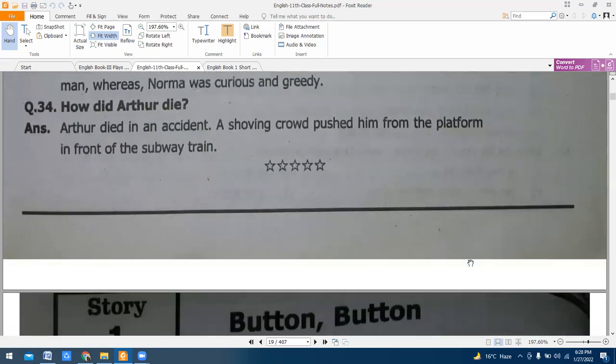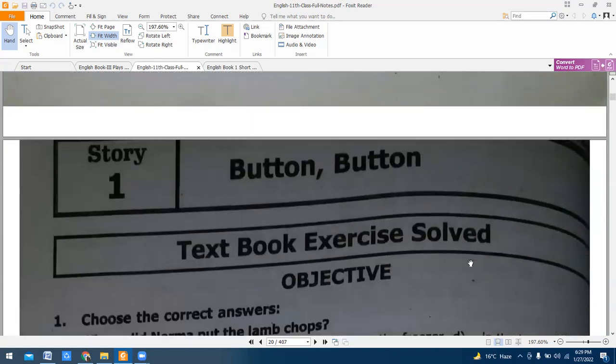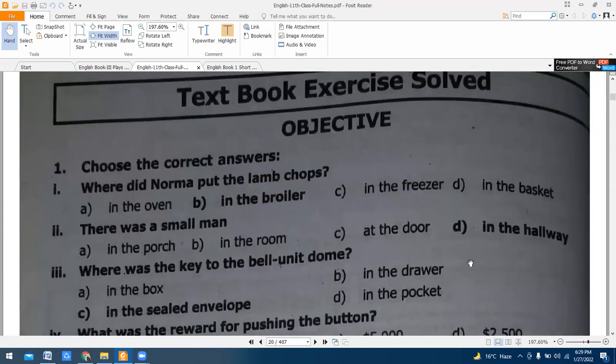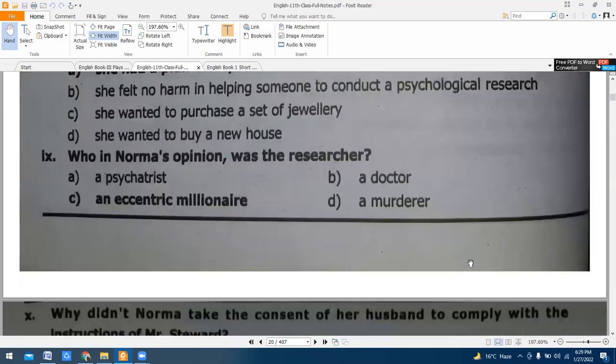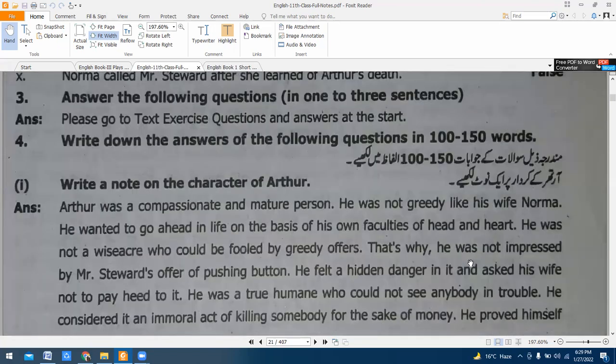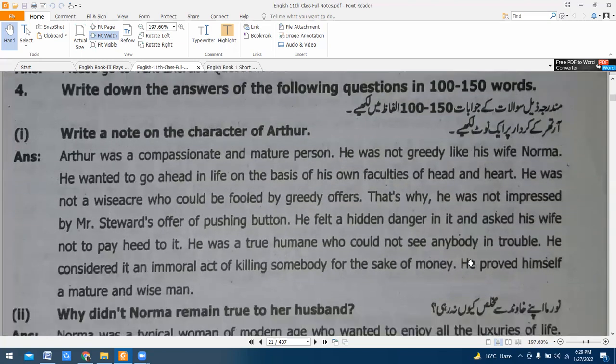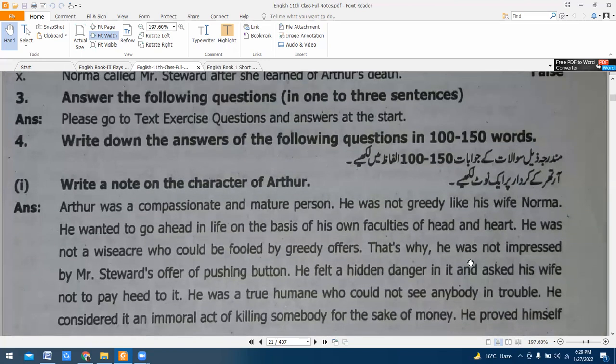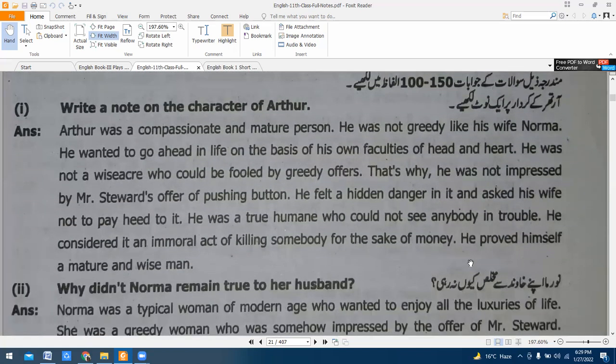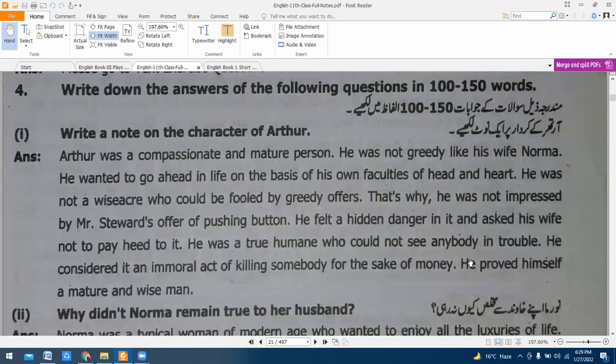Dear students, these are the questions of Button, and this is the exercise we have done in our class and its implication for the paper preparation. Now, the main question is: write down a note on the character of Arthur. Very important question. I am stopping the page here.